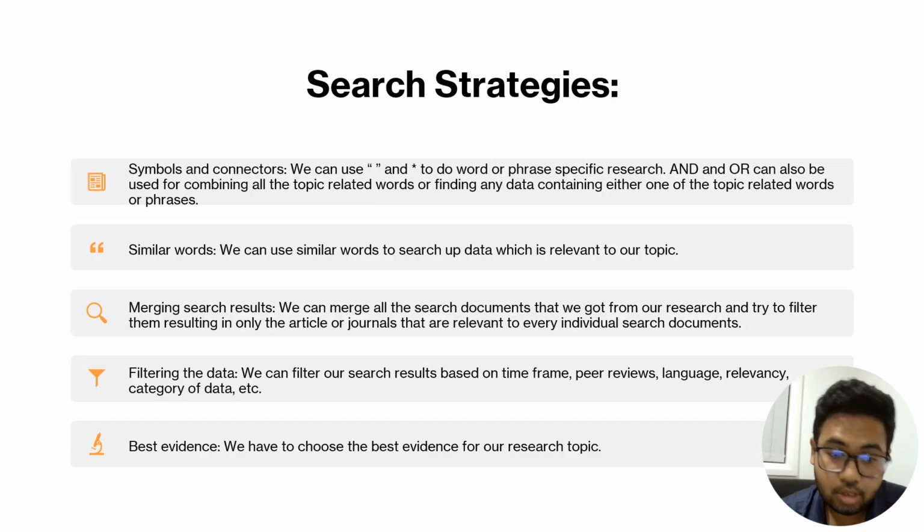Then we have to make some search strategies. First of all, symbols and connectors. We can use the quotation mark and asterisk to do word or phrase specific research. AND and OR, these are the Boolean operators, can also be used for combining all the topic related words, or finding any data containing either one of the topic related words or phrases. Similarly, we can use similar words to search for data which is relevant to our topic.